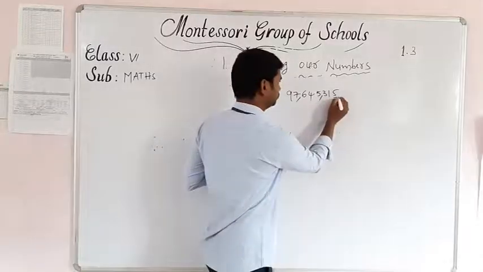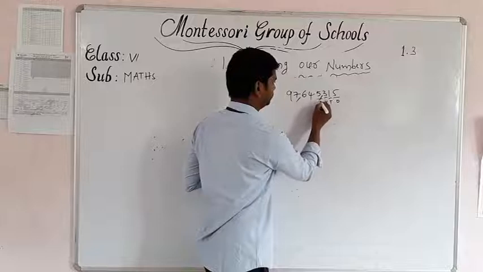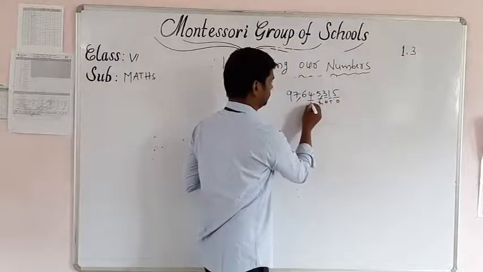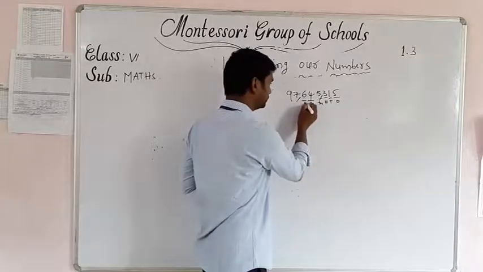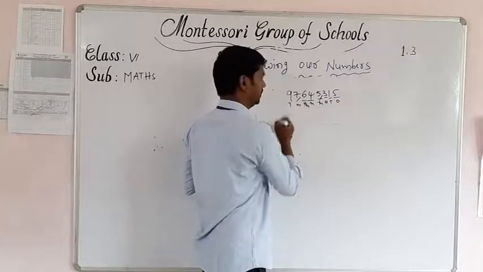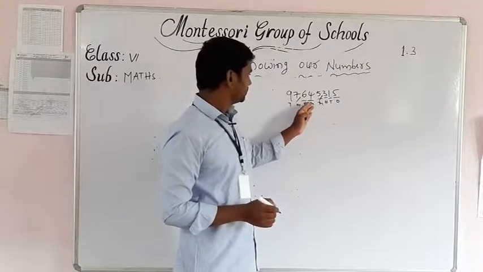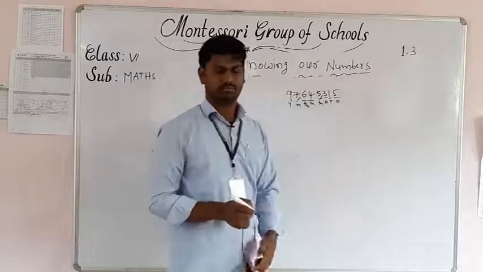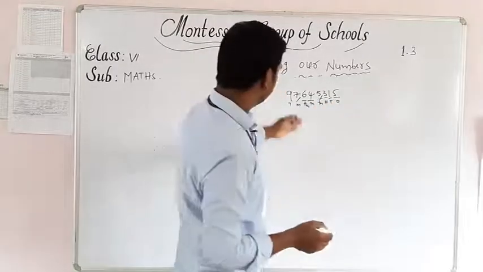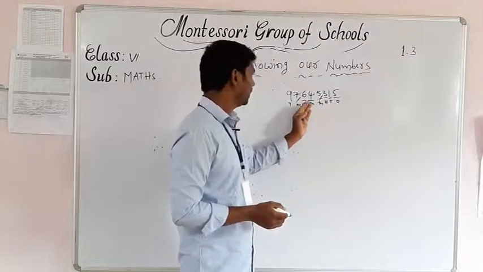Place values: ones, tens, hundreds, thousands, 10,000s, 100,000s, million, 10 million. So the number is 97,645,315. Okay, next. Like this, you have to use commas in the international system.